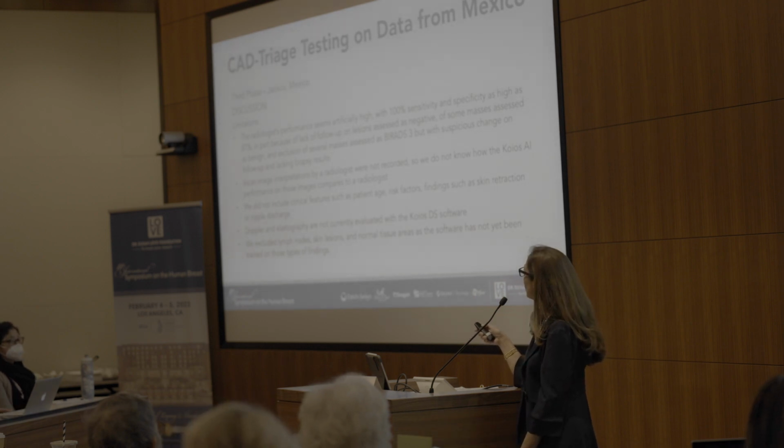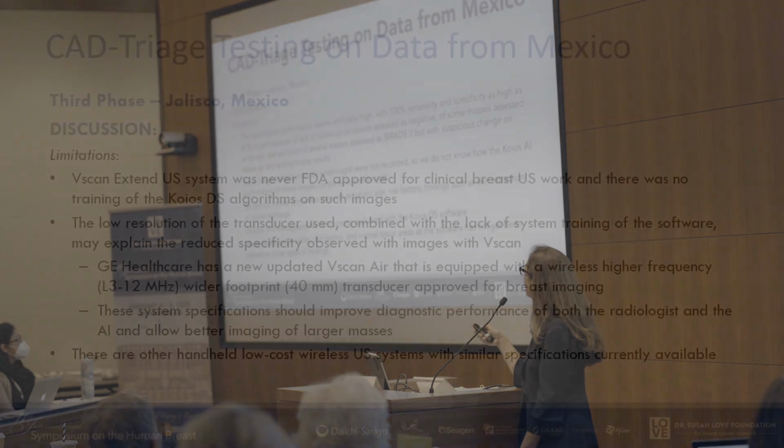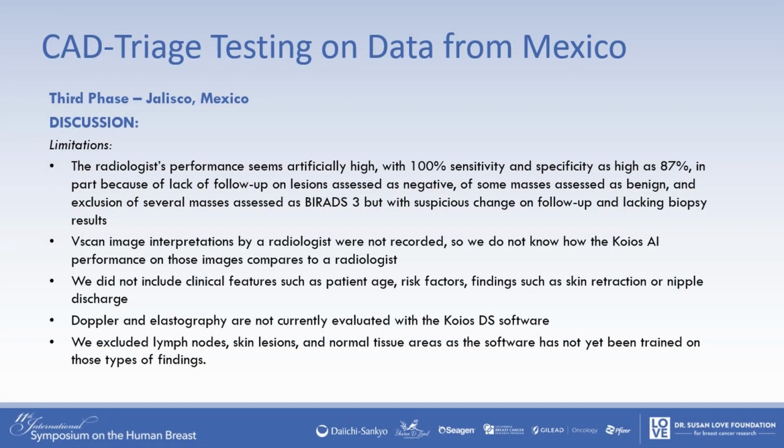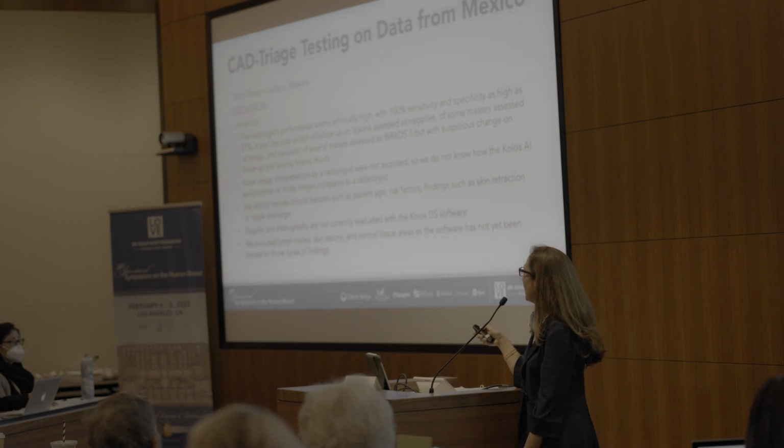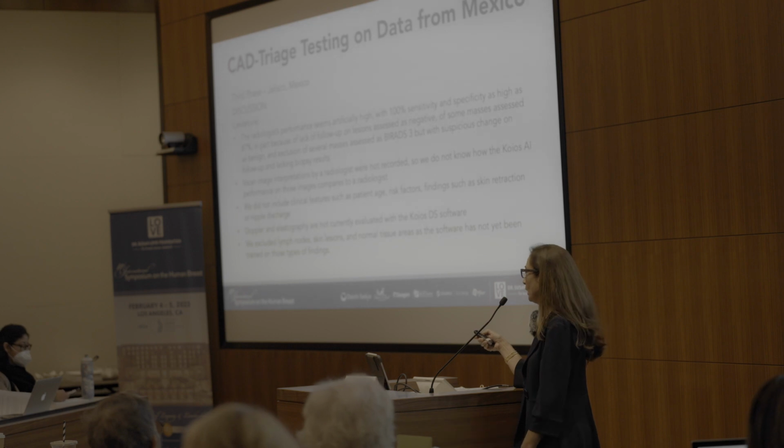What else? We didn't include patient age, risk factors, and other physical findings when we were making our decisions on the level of suspicion to biopsy or not. And we excluded lymph nodes, skin lesions, and normal breast tissue, which the AI has not yet been trained on.